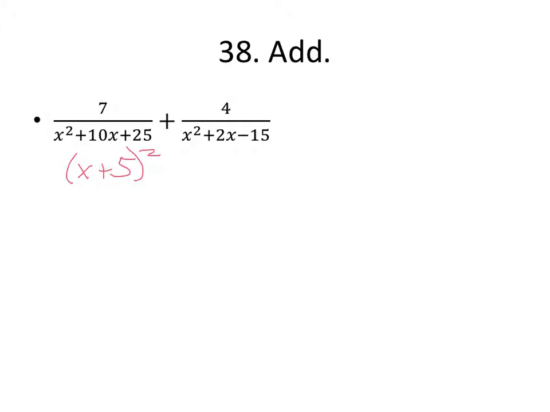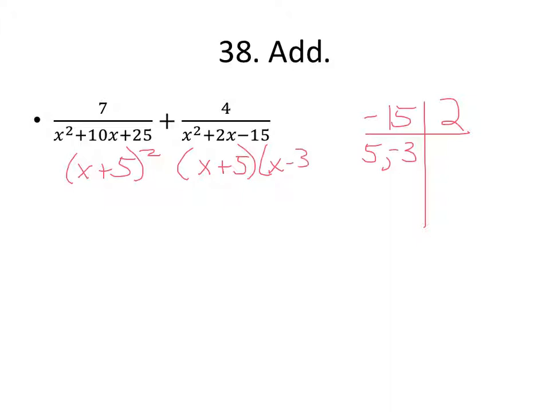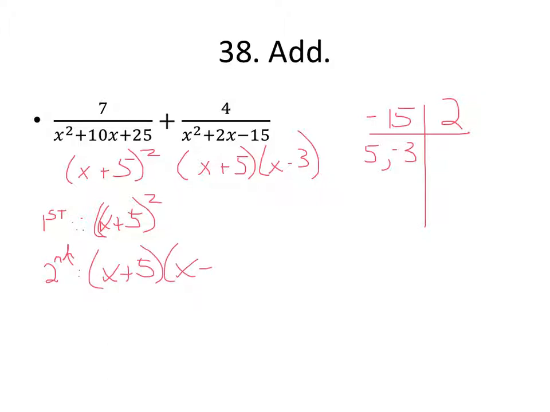The factorization of x squared plus 2x minus 15, we want two numbers that multiply to give us negative 15 and add to give us positive 2, and that would be 5 and negative 3. So the factorization is x plus 5 and x minus 3. So let's write it here. The first is x plus 5 squared, and the second is x plus 5 times x minus 3.